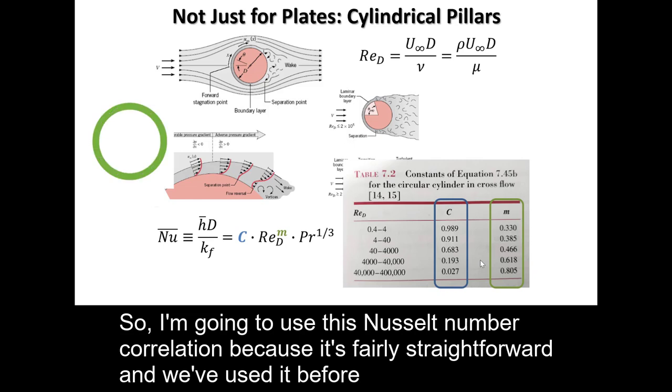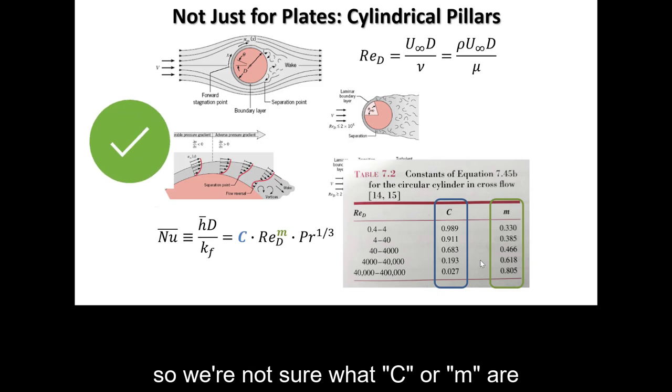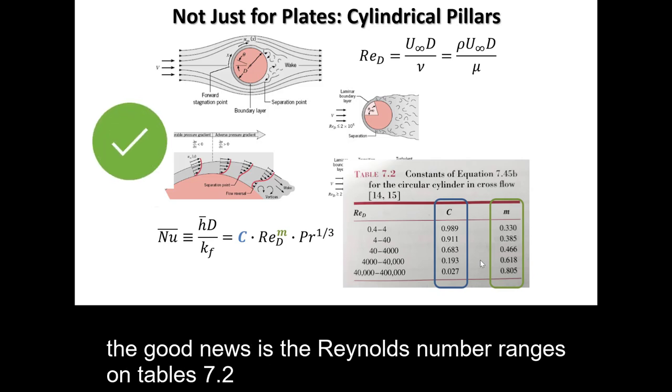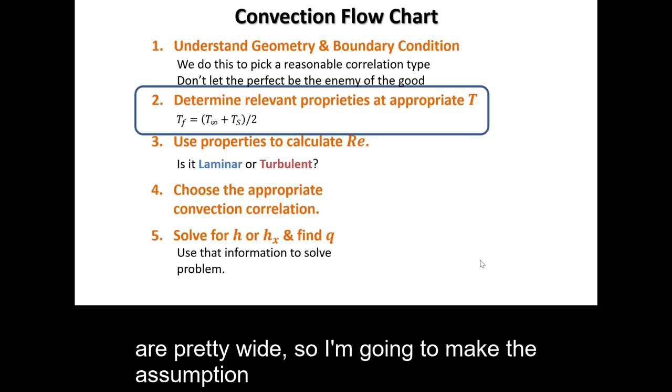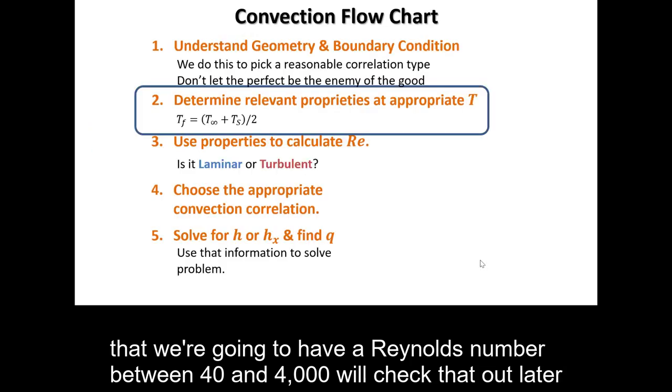So I'm going to use this Nusselt number correlation because it's fairly straightforward and we've used it before. The problem here is that we don't know what the Reynolds number is, so we're not sure what C or M are. The good news is the Reynolds number ranges on table 7.2 are pretty wide. So I'm going to make the assumption that we're going to have a Reynolds number between 4 and 4,000. We'll check that out later.